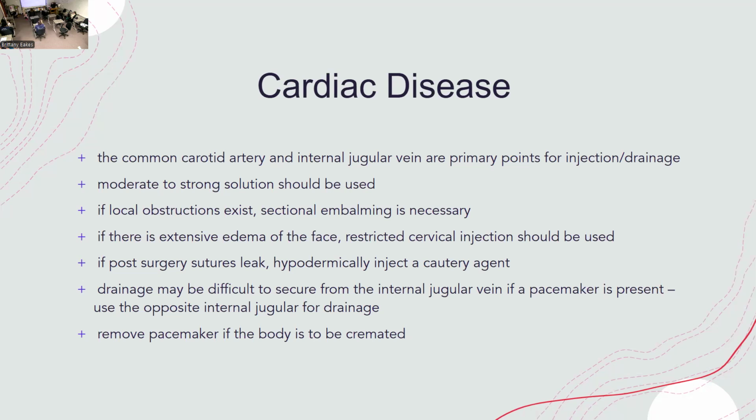If there are local obstructions, like an aneurysm, an aortic rupture, an infarction, you may have sectional involvement, where you're losing too much fluid if it's ruptured and can't get to other areas. Anytime we say sectional involvement, we're talking about 6 points: neck, arms, legs.